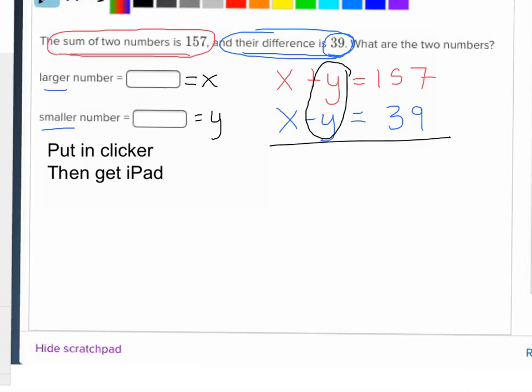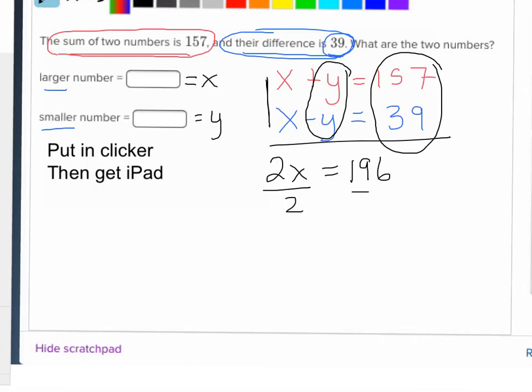And that's what elimination is. So let's add 1x plus 1x, and we get 2x. And let's add 157 plus 39, and we get what? 196. And then I'll divide by 2 on both sides to solve for x, and then I have x equals 98. So that's what x is.